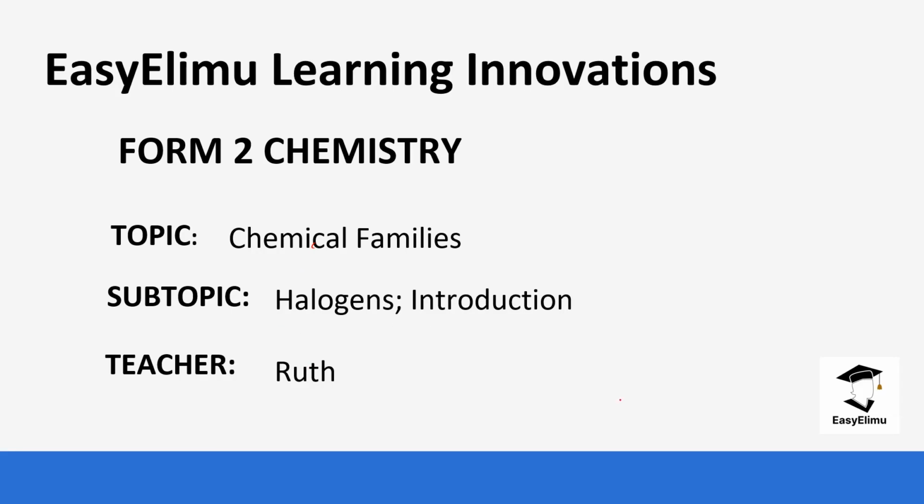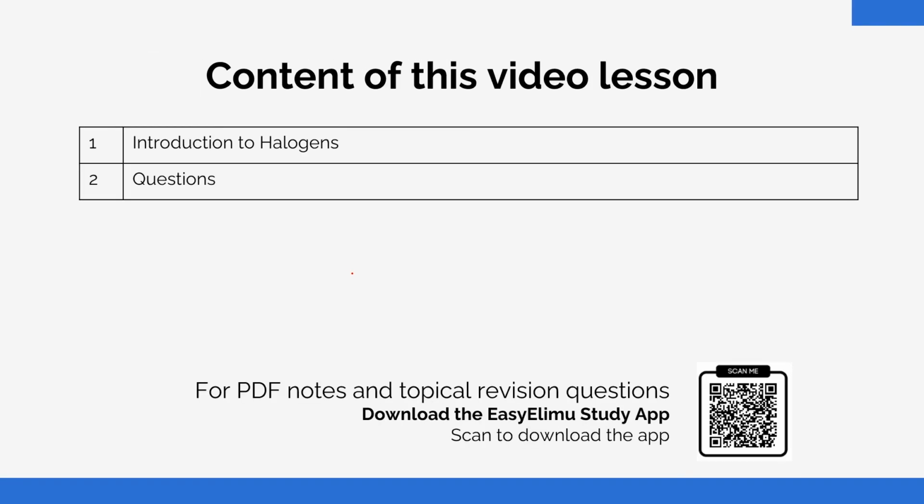My name is Ruth, and today we are going to be looking at chemical families. We are still continuing with different chemical families of the periodic table. Previously, we talked about the alkali metals and alkaline earth metals. So for today, we are starting on halogens. We are going to do a bit of introduction on halogens, and then we will do a few questions.